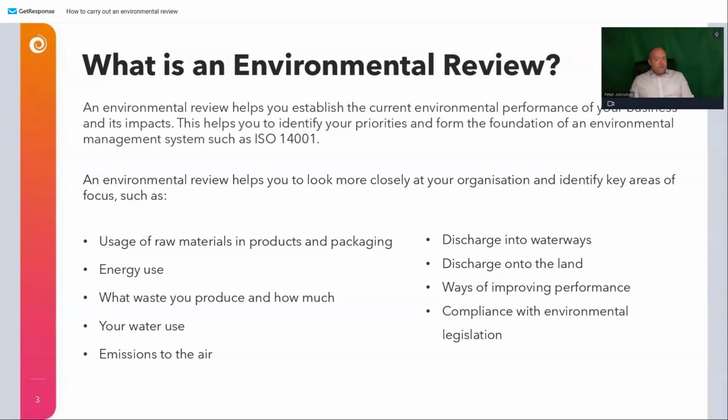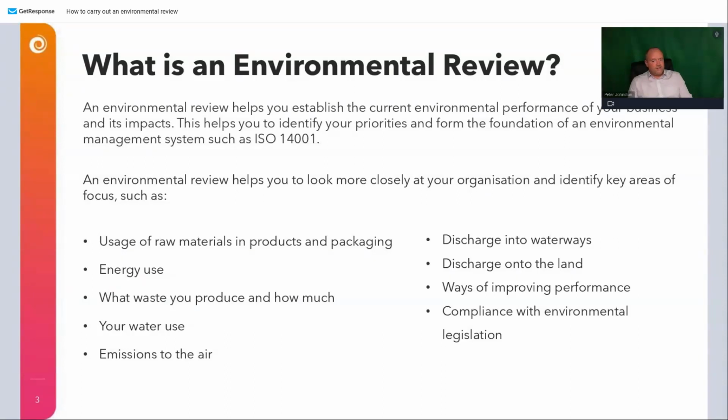So what is an environmental review? An environmental review is essentially looking at your current environmental performance. So how you as an organization are currently performing, how are you affecting the environment? And it's important to consider that it's not just how you're currently affecting the environment, but it's how you have a potential to affect the environment.